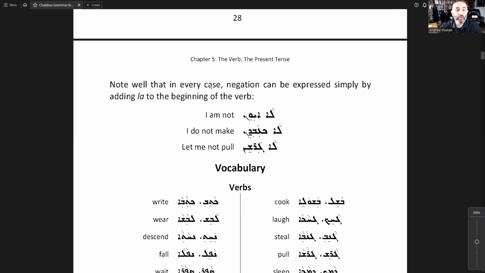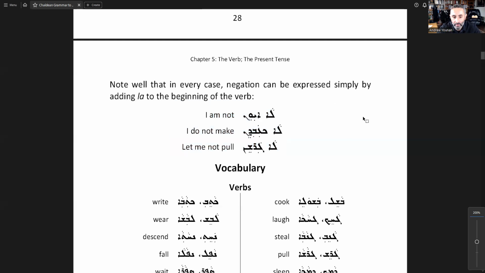Note well that in every case, negation can be expressed simply by adding la to the beginning of each verb. So if you want to say I am not, la iwin or lewin. I am not. Lakodin, I do not make. La garshin, I do not pull. So you can just put la at the beginning and it just makes it not.